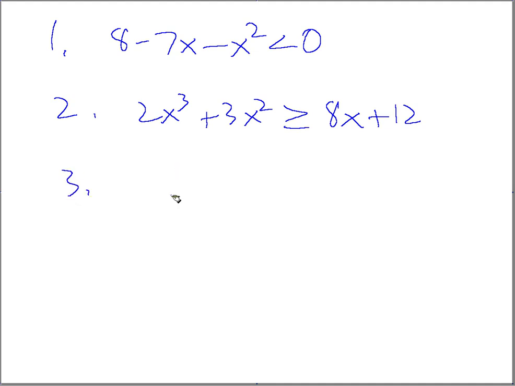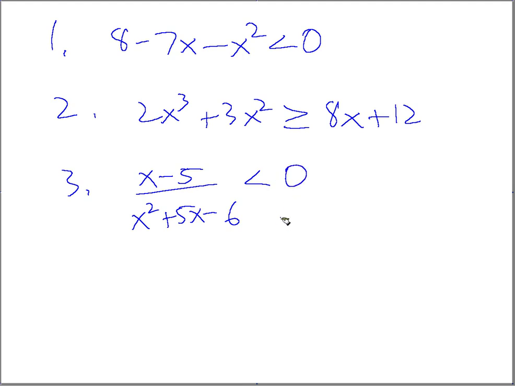Number 3, how about a fraction problem here? X minus 5, this quotient here, x squared over x squared plus 5x minus 6. I want this to be less than, how about less than 0 here.